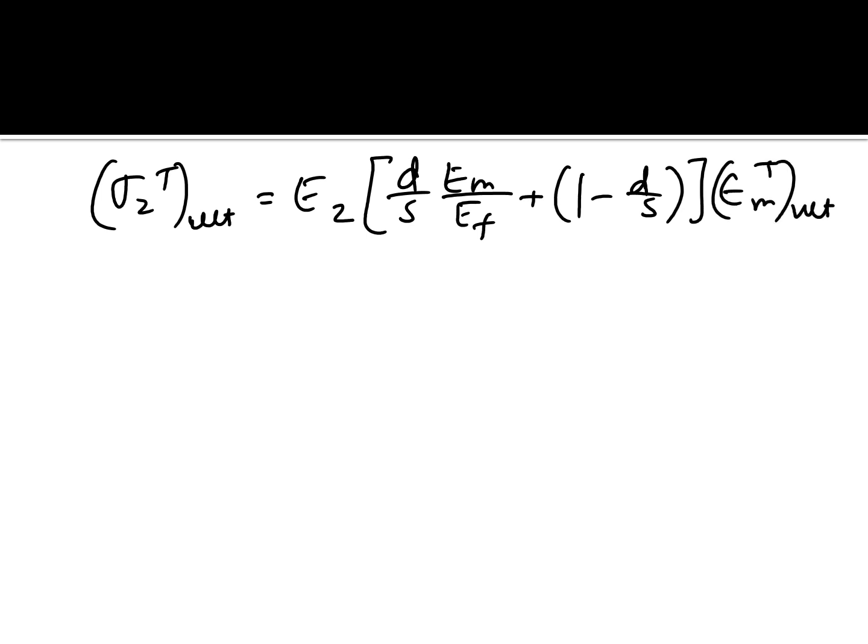Since that's the case, we have to find E2. We have to find this ratio of the diameter of the fiber to the spacing between the fibers. And we have to find the epsilon mt ultimate, which is the ultimate tensile strain which the matrix can take. So let's do that one by one.